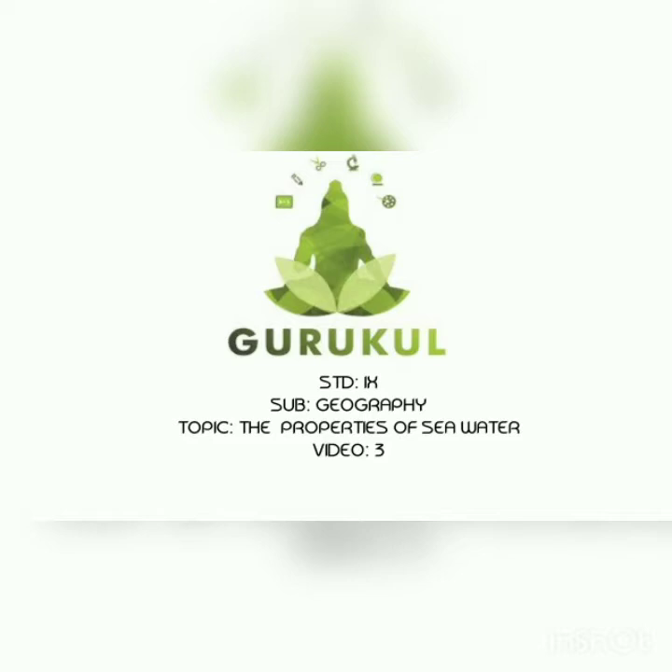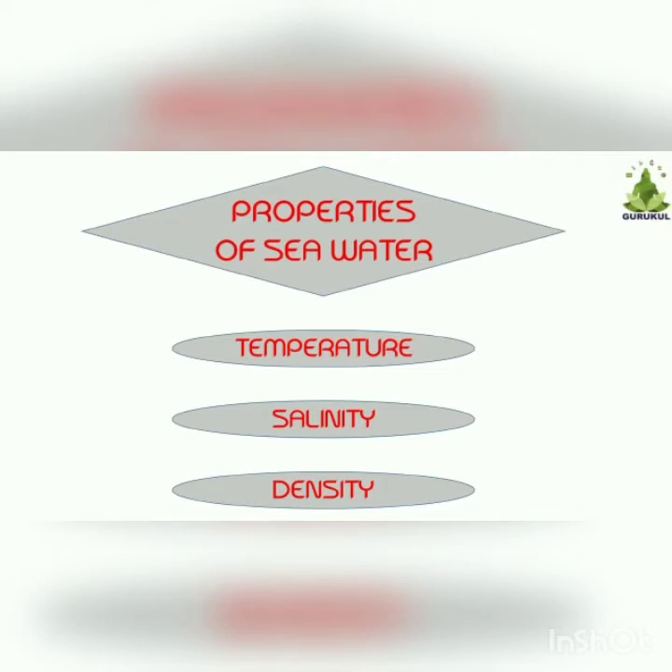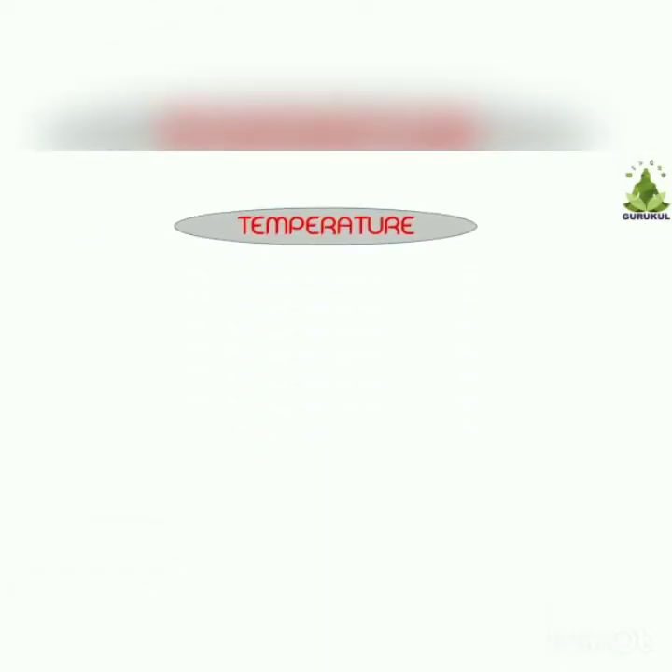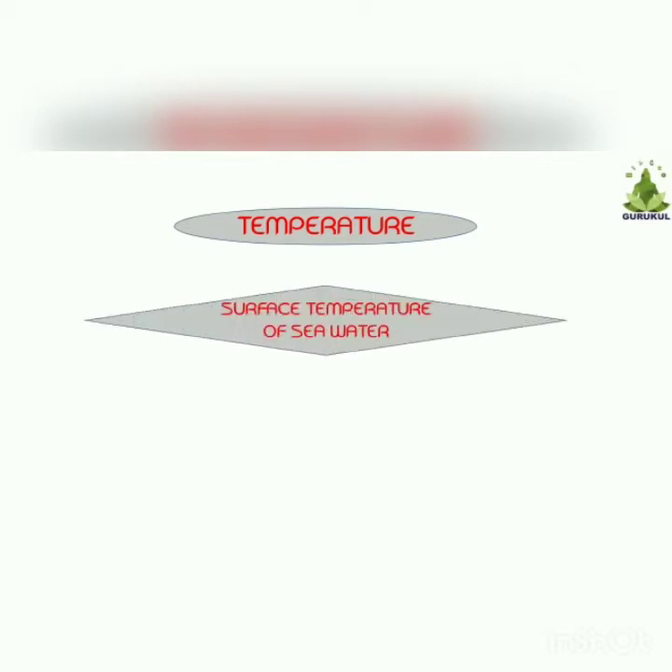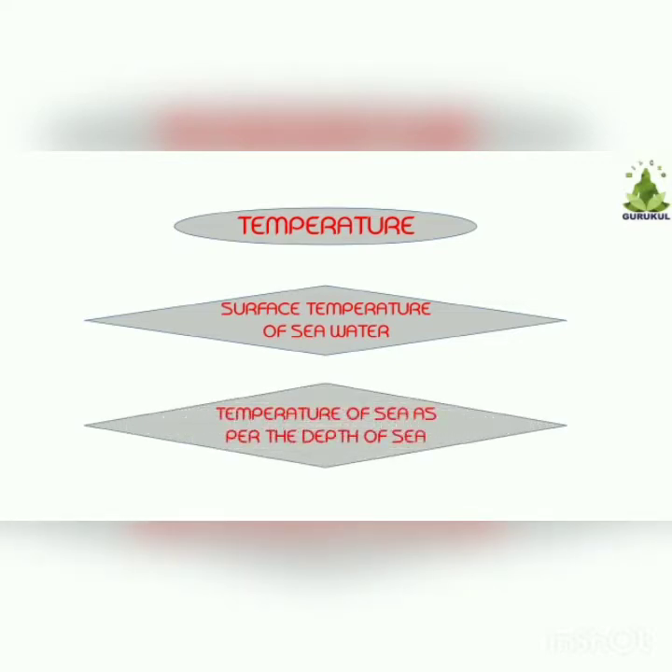So, we have already started with Geography Chapter 6, that is Properties of Seawater. In the previous video, children, we discussed properties of seawater. In that, we saw temperature, salinity, and density. So, in this video, we'll be dealing with temperature in detail. In that, we are going to see the surface temperature of seawater and the temperature of the sea as per the depth of the sea.